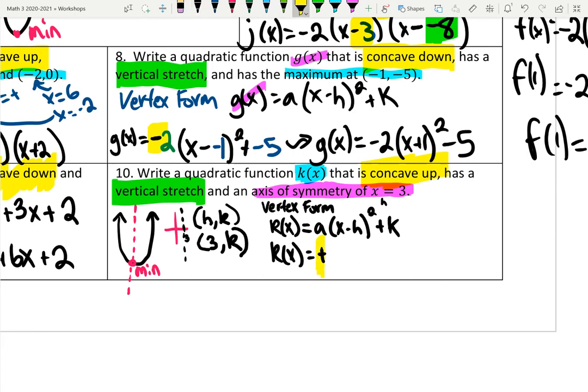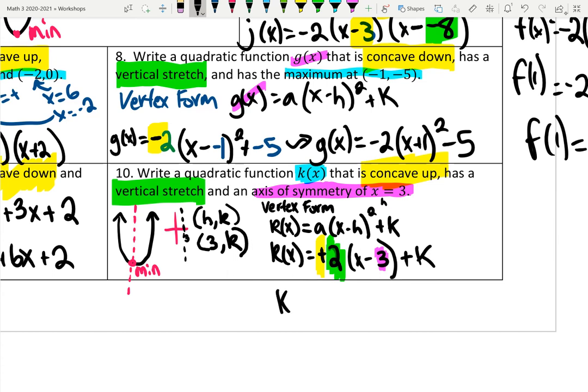Now I have to keep track of a vertical stretch. Stretch means bigger. I'm going to make something bigger. I'm going to make something twice as big. Now, let's continue. x minus what is h? Well, they're telling me it is going to be 3. And then it needs to plus k. Since I need to just write a generic quadratic function, they didn't specify what k needed to be. So let me plug in a value of 1.